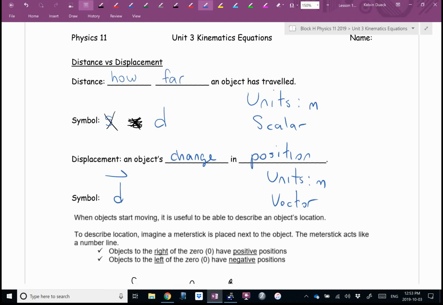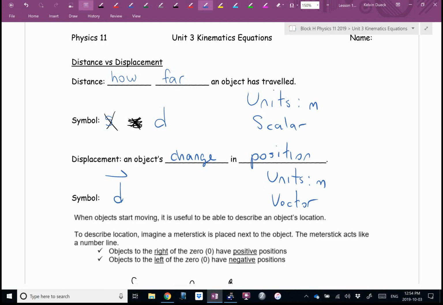Count with me. 1, 2, 3, 4. What distance did I travel? How many steps did I take? How many meters did I walk? How many? 4. My distance is 4. But what's my displacement? What's my change in position? Not 4. Positive 2. Or 2 right. Positive 2. Okay, back to here.